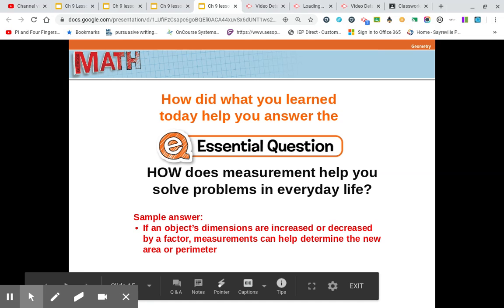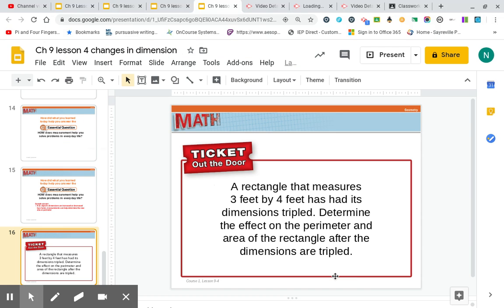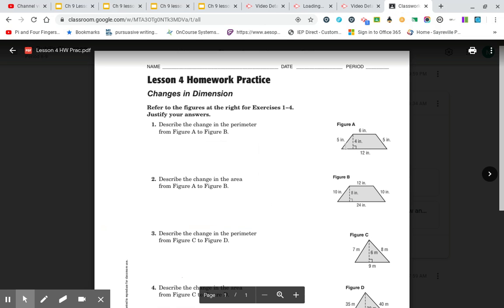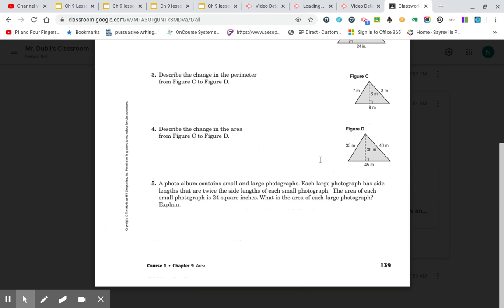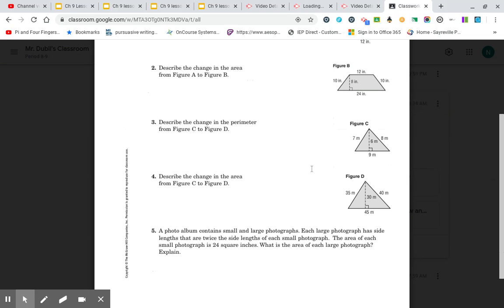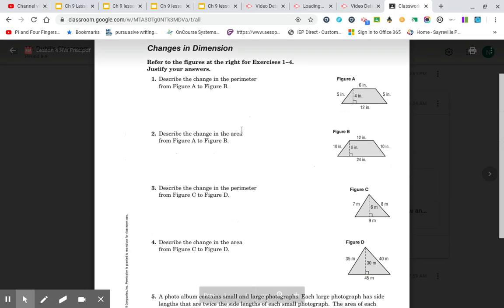All right. That is the lesson. I'm not even going to do this part with you, but what we're going to do is our homework practice. All right, let's see. How many questions do we have here? 5. All right, I'm going to do 1 and 2 with you guys, and I'm going to leave 3 and 4 to do. I'll even help you out with number 5.